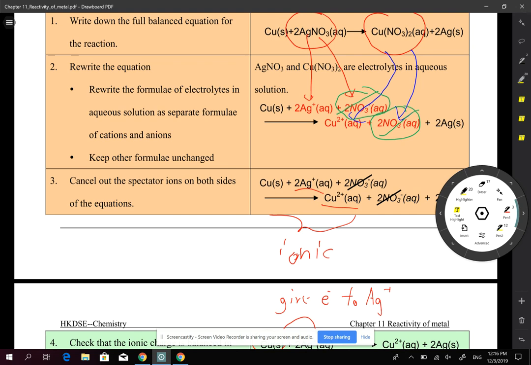Okay, similarly for the second equation, second example. This is the first, this is the second. How do we write it? The first step is to separate the ionic compound in solution form. Does it require to separate? No. Does it require to separate? Yes. How? You first take 2 silver, how many charge? 1 plus. 2 silver, 1 plus.